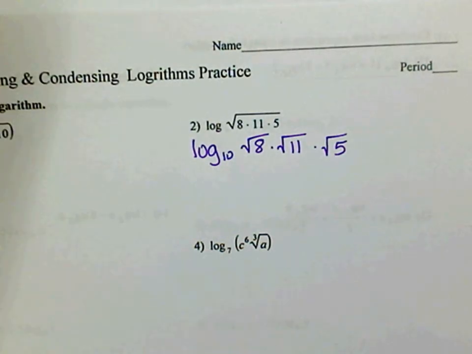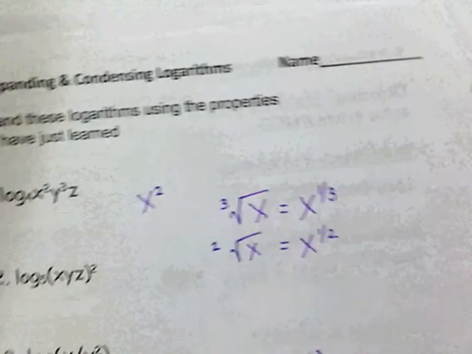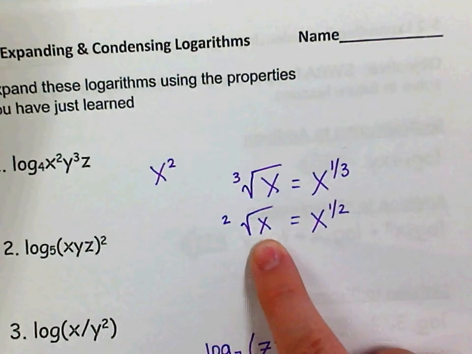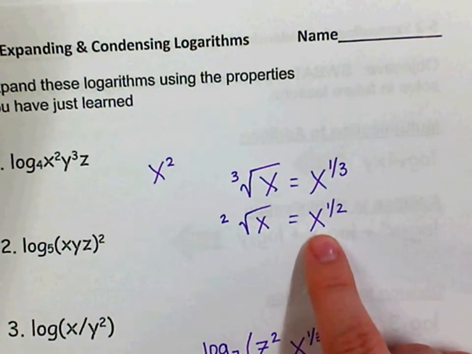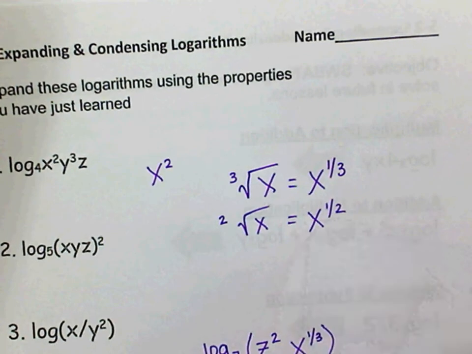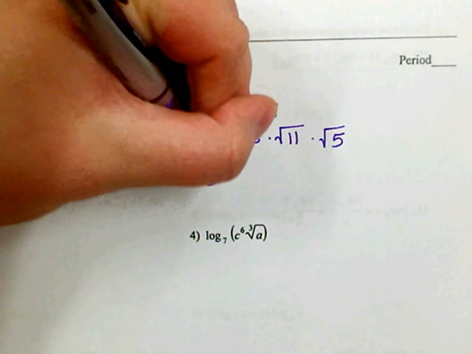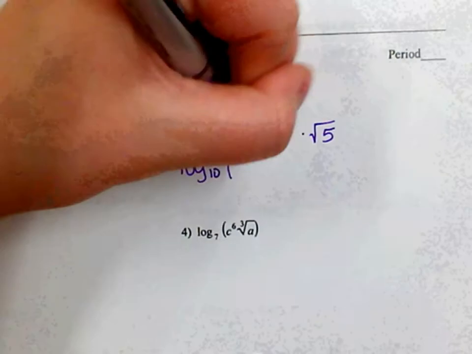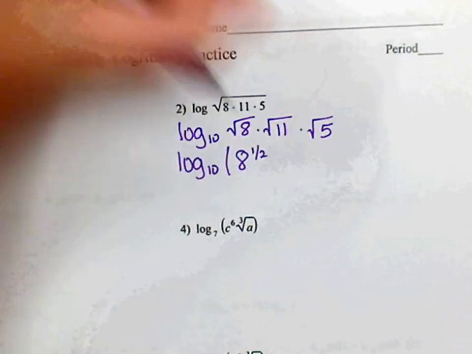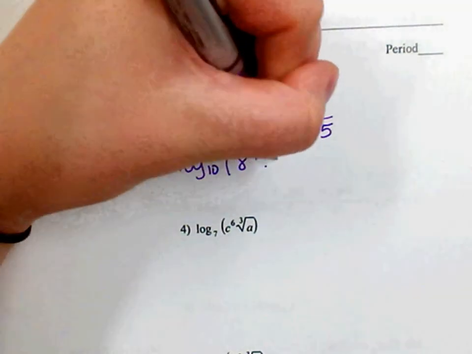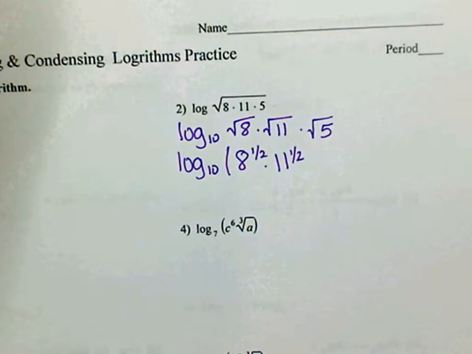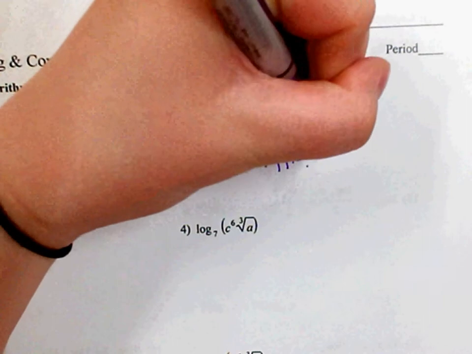So from here, I'm going to go ahead and rewrite this again by using what I just told you about this property: if it's under a square root, that's the same thing as saying that number to the 1/2 power. So this is like saying log base 10, let me put parentheses, of 8 to the 1/2 times 11 to the 1/2 times 5 to the 1/2.